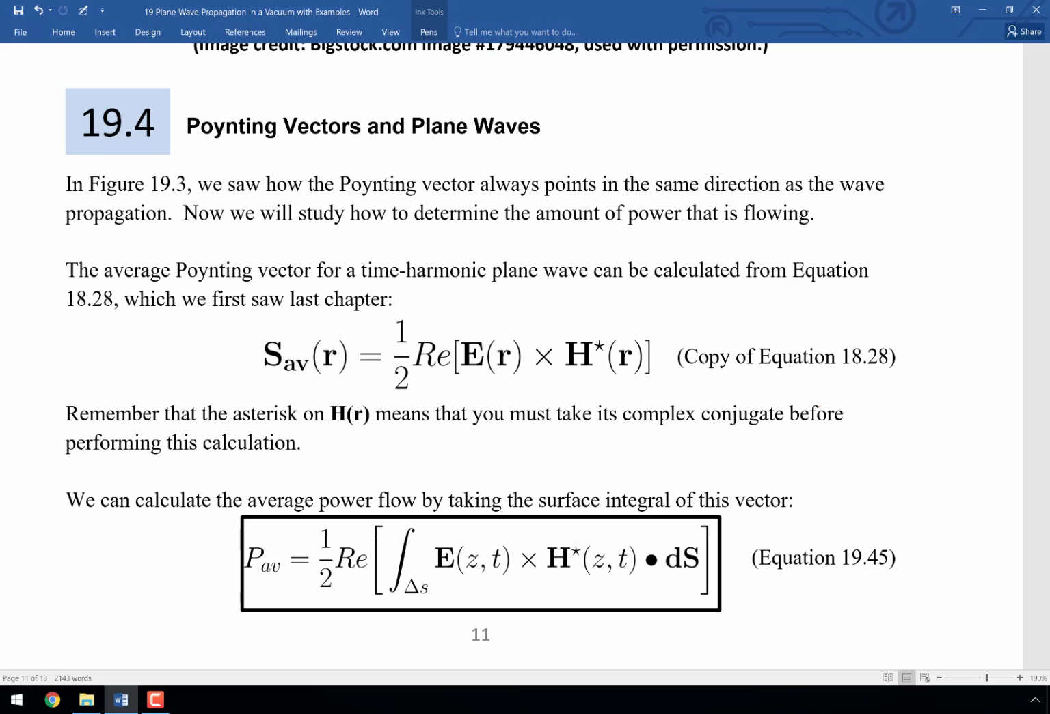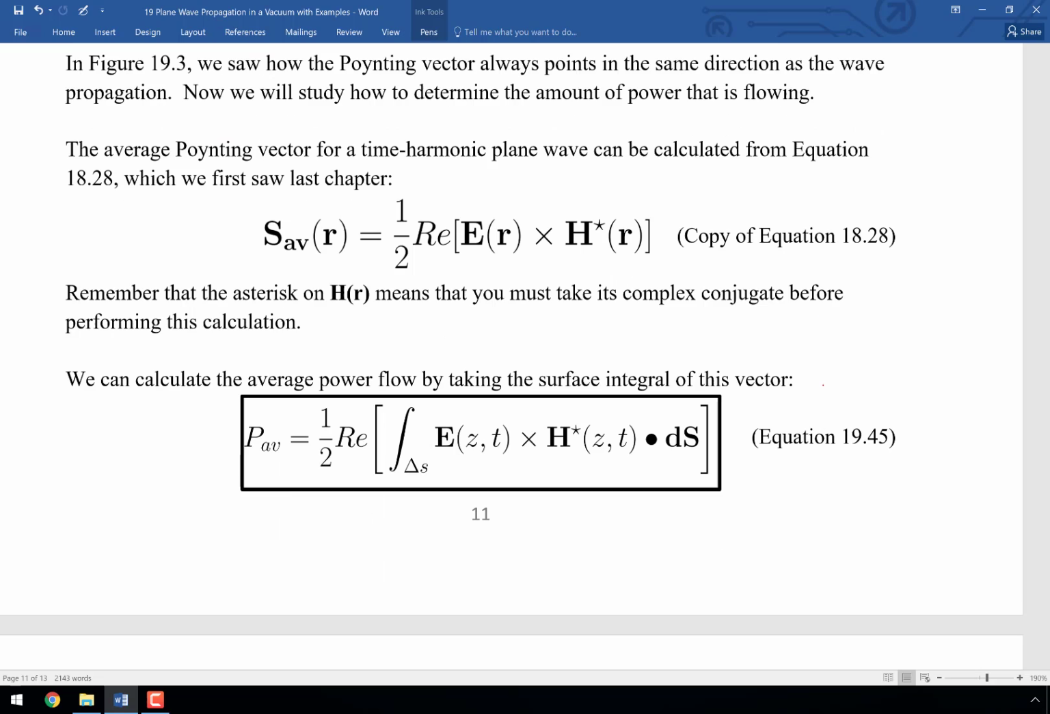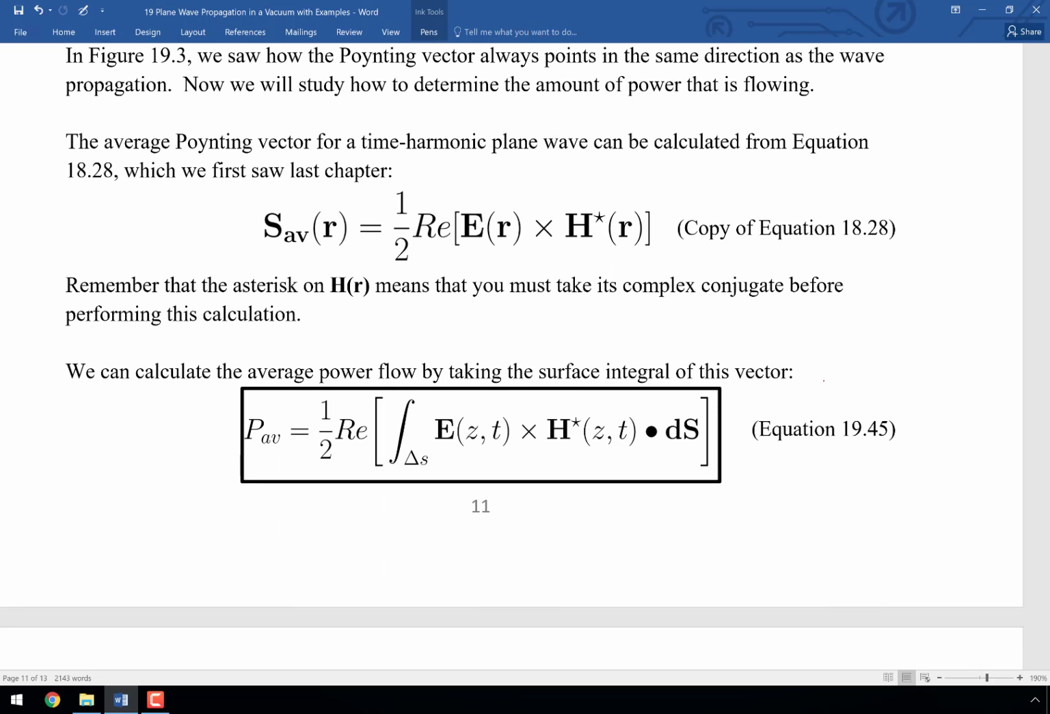Last thing for today is to talk about power flow. And we've already seen that the direction of the Poynting vector, the direction of power flow, is going to be in the same direction as propagation, but we can actually calculate actual power flow now. We actually have enough information to calculate this power flow. Remember that we had equation 18.28, which was to calculate the Poynting vector.